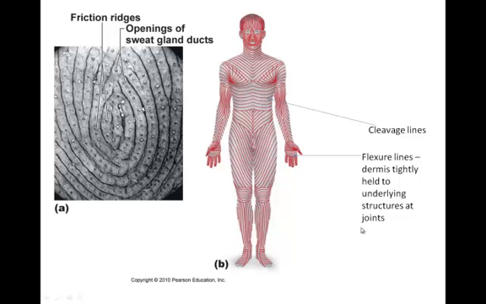Now, flexure lines are areas where the dermis is going to be held tightly to those underlying structures of the joints. So at the palms or the back of your knees or in your elbows, those are flexure lines. You see they're like deep creases, and your skin doesn't slide very easily over those regions. That's what flexure lines are.